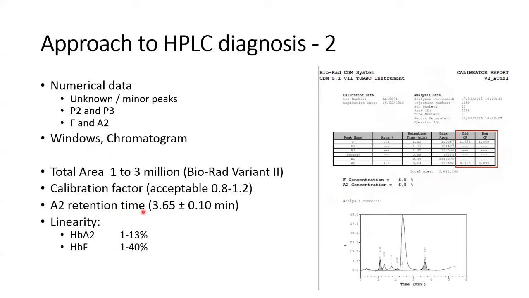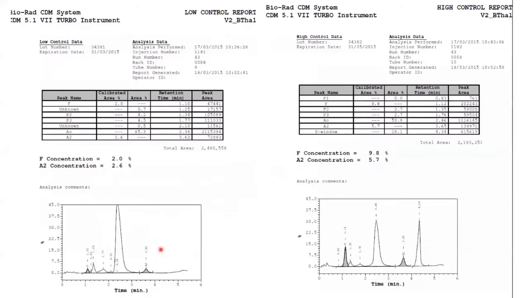And whether the A2 retention time is 3.65 plus or minus 0.1. The linearity for the variant 2 machine is 1 to 13% for A2 and 1 to 40% for F. So these are the low control and the high control output data for the variant 2 machine. In the low control, you can see the low values for F and A2. These are all provided by the manufacturer and should match the manufacturer provided range. The same low control and high control are provided for the D10 and should match the manufacturer's reportable range before you run your other samples.